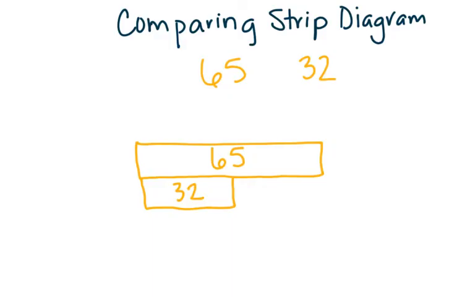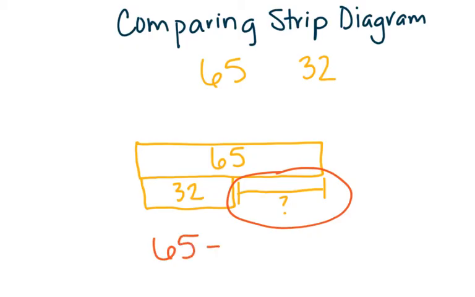If I want to compare like a how many more question, what I'm trying to find is this missing piece right here. So for example, I could say that Stonegate wants to collect 65 cans. That's their goal. So far they've collected 32 cans. How many more cans do they still need? This right here would answer that question. So 65 would be my total, 32 would be one of my parts, and the missing part would be our answer. So to solve this, we would do 65 minus 32 equals something.